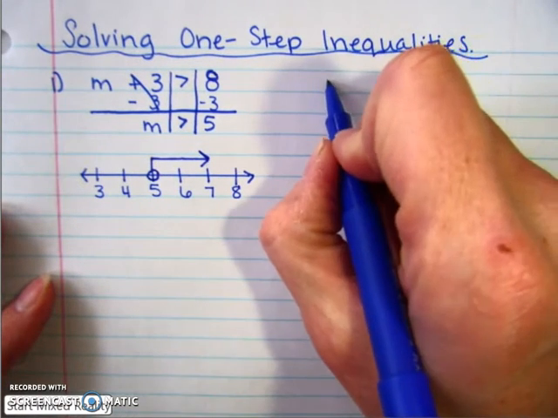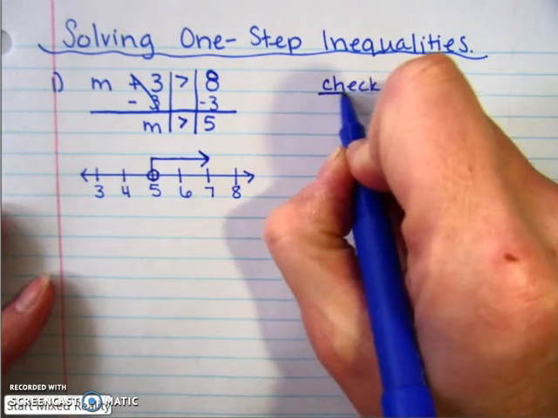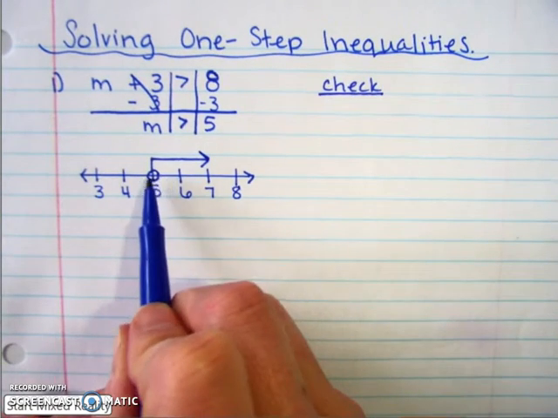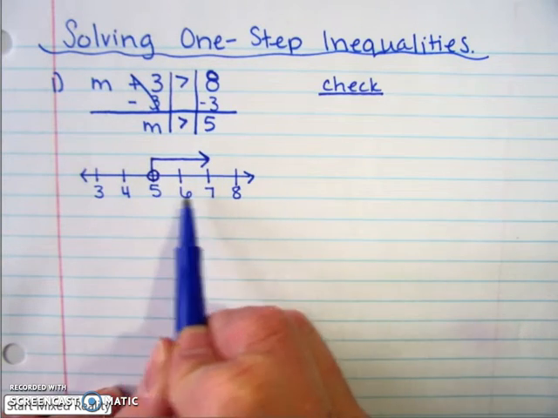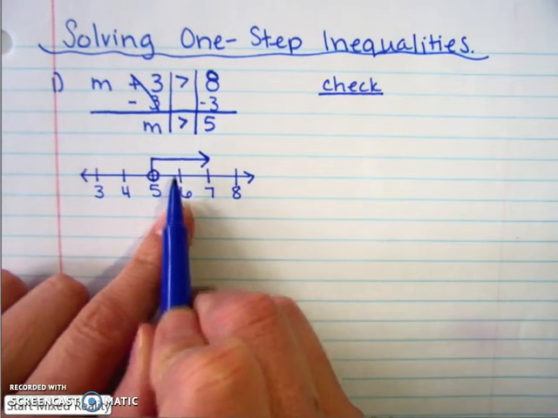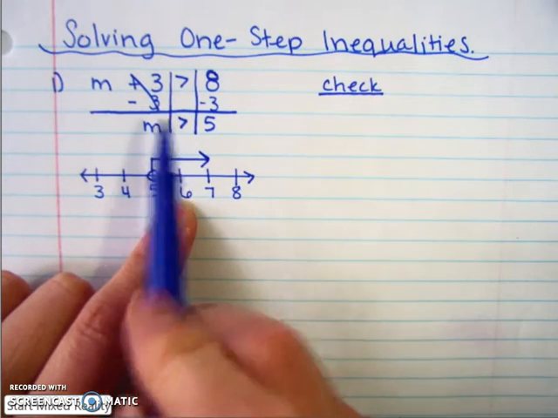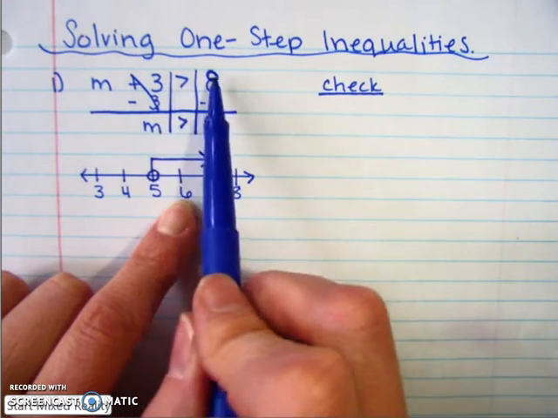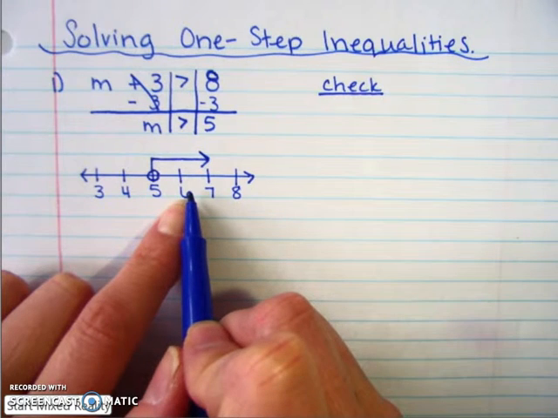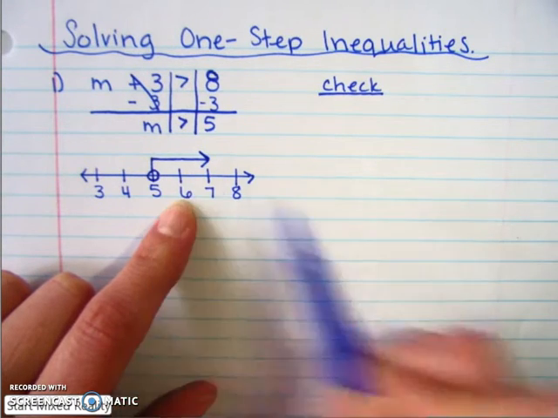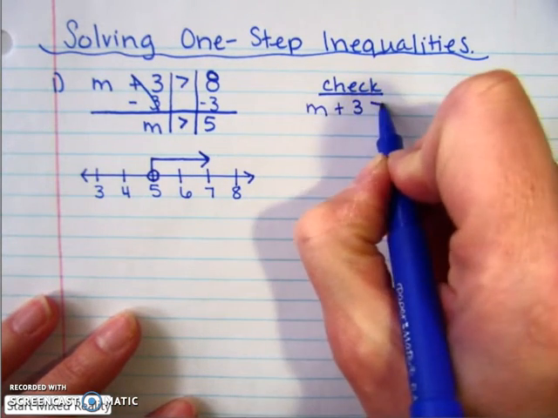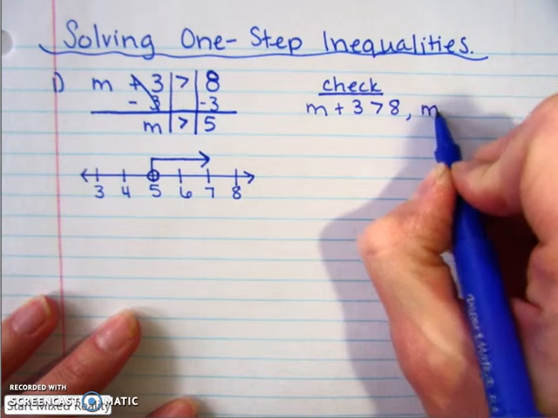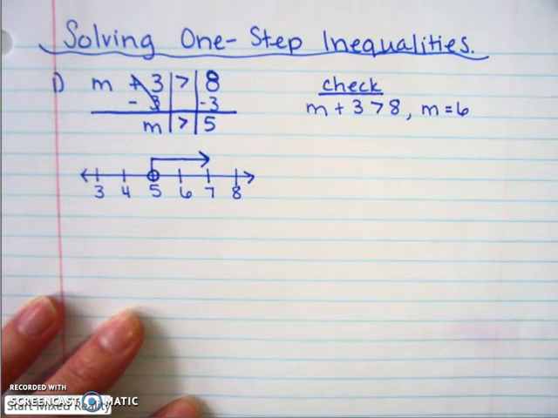Now, in order to check my work, okay, I need to look and say, well, what numbers over here does that include? All of these ones, right? So I'm going to use the very first one that pops over here, 6. I'm going to check to see if m plus 3 is greater than 8 when m equals 6. And if this is true, then I know I have my inequality pointing in the right direction. So m plus 3 is greater than 8 when m equals 6. And I'm just checking to make sure that m equals 6 satisfies my inequality.